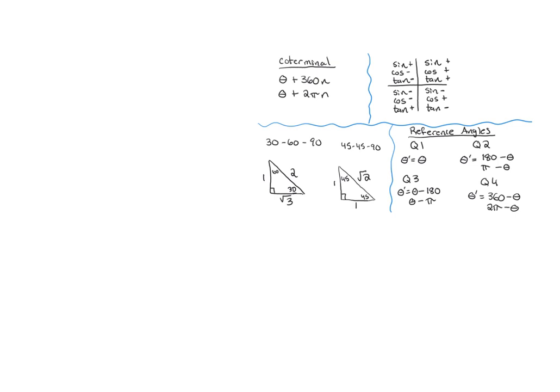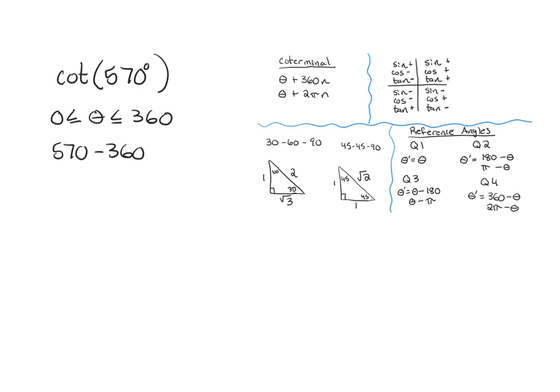And here is our last example. We're going to do cotangent of 570 degrees. So is 570 in this interval? No. So let's find a coterminal angle by doing 570 minus 360, which is 210. 210 is in quadrant 3.